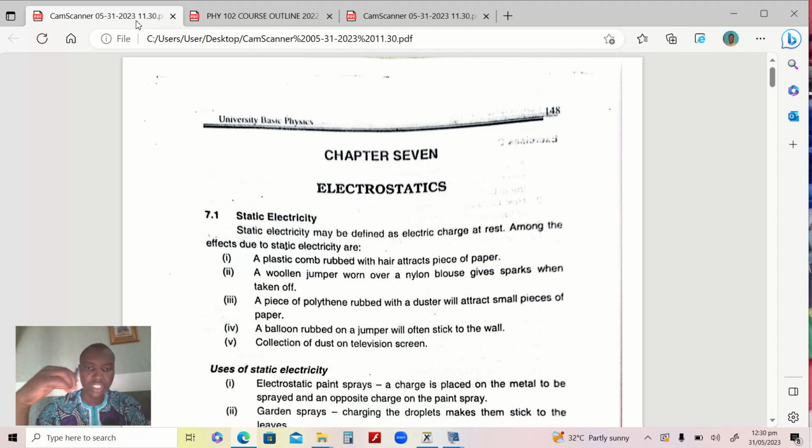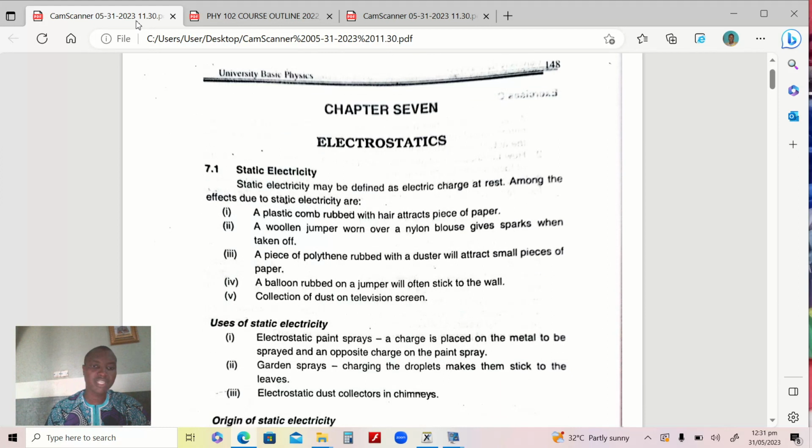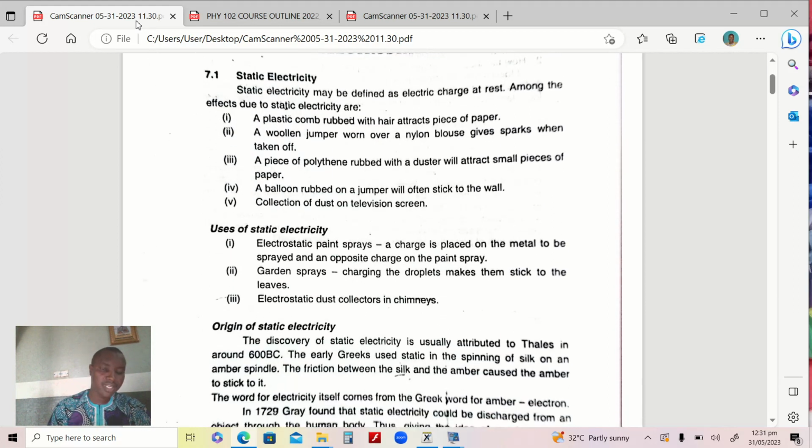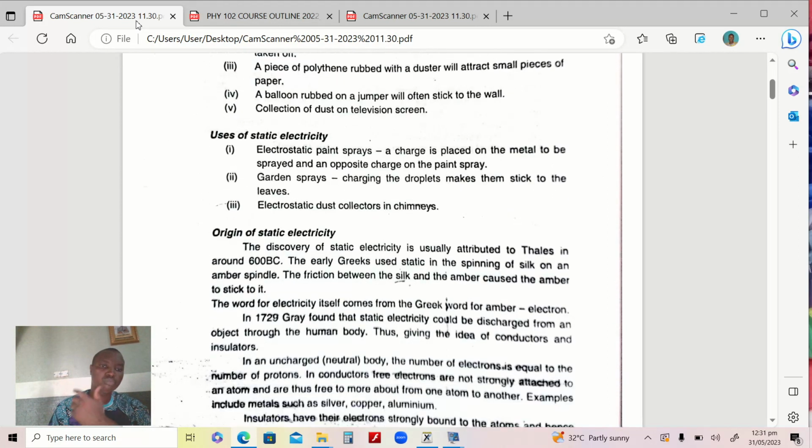Then we have a woollen jumper worn over a nylon blouse, which gives sparks when taken off. A piece of polythene rubbed with a duster will attract small pieces of paper. Then a balloon rubbed on a jumper will often stick to the wall. Then collection of dust on the television screen. So those are the effects of motionless electricity that we can see, and it has some applications.